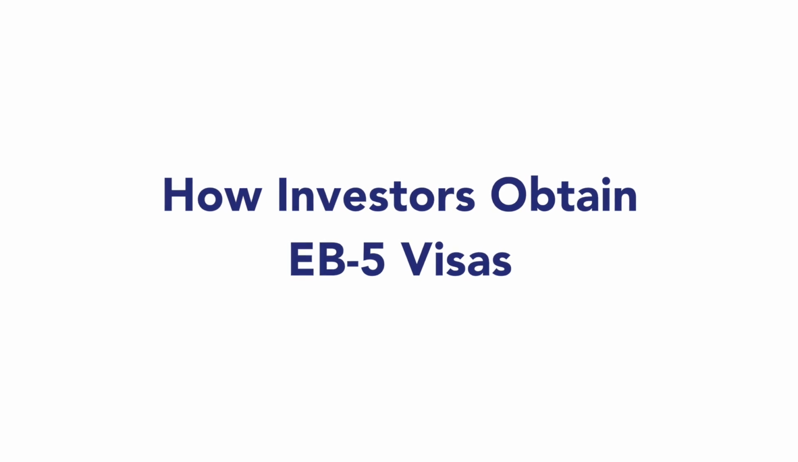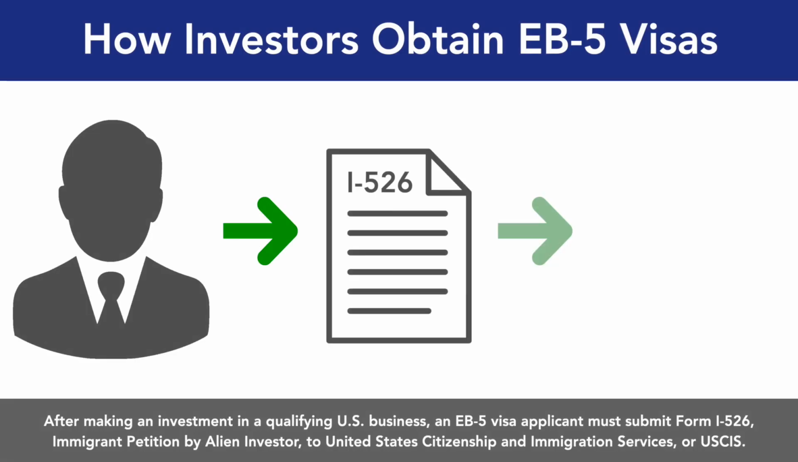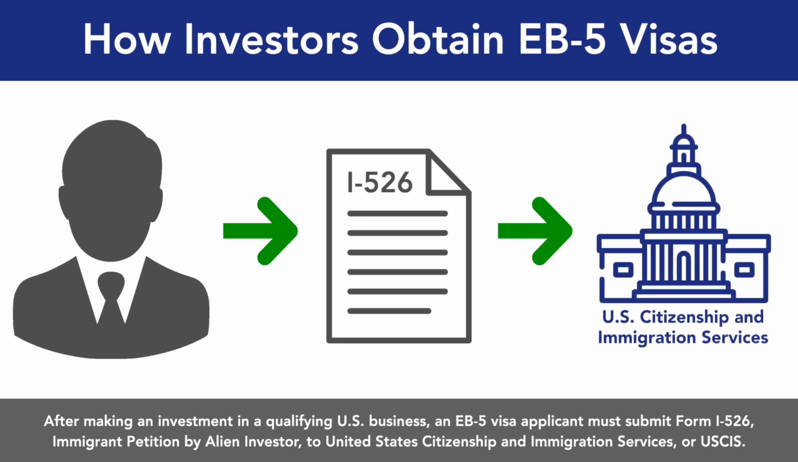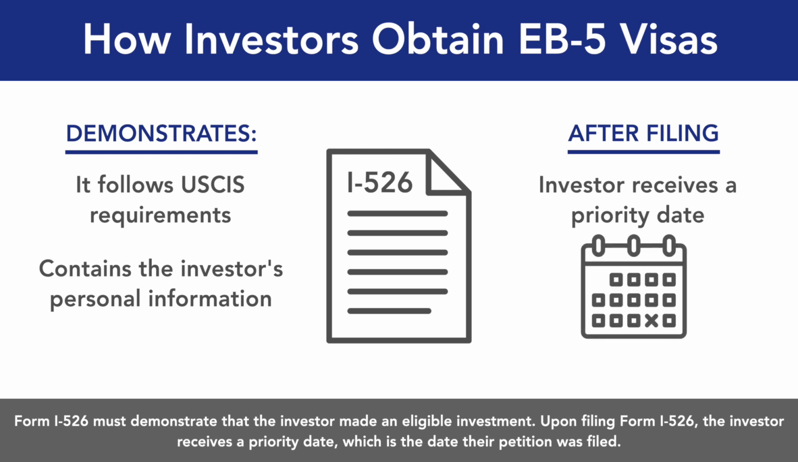How investors obtain EB-5 visas. After making an investment in a qualifying U.S. business, an EB-5 visa applicant must submit Form I-526, Immigrant Petition by Alien Investor, to United States Citizenship and Immigration Services, or USCIS. Form I-526 must demonstrate that the investor made an eligible investment. Upon filing Form I-526, the investor receives a priority date, which is the date their petition was filed.